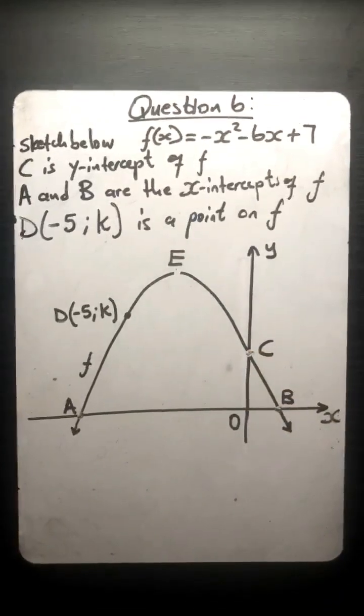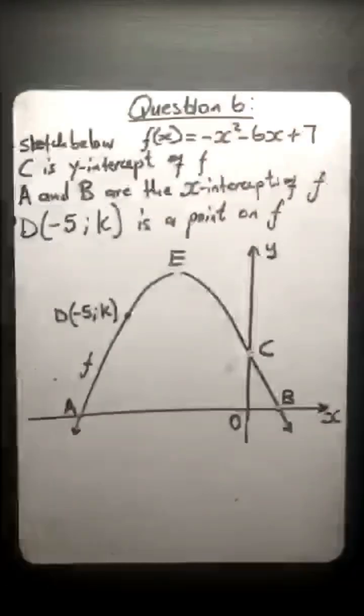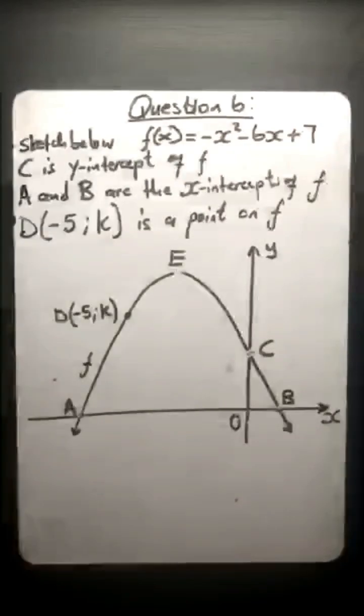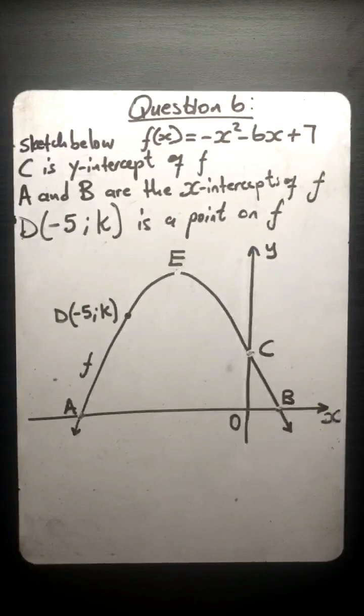Now it's about that time we start answering the questions. Our very first question, 6.1, says calculate the coordinates of E, the turning point of f. This question is allocated only 3 marks.